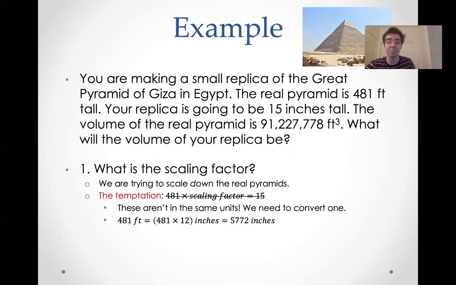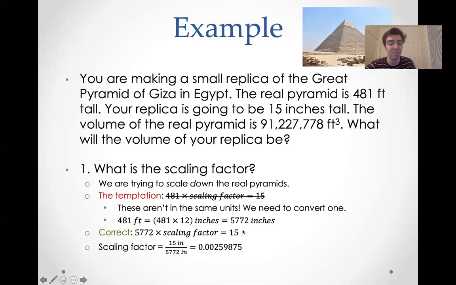Here, I'm just going to go from feet to inches, because to go from feet to inches, you just have to multiply by 12, right? So that we have 5,772 inches. Right? That's how tall the real pyramids are in inches. So now we can actually find the scaling factor. If I'm trying to scale down the height of the pyramids to the height of the replica, I need to multiply by the scaling factor. So I just need to take 15 inches divided by 5,772 inches, and that gets me this tiny decimal, right? Well, again, with no units because it's a scaling factor.